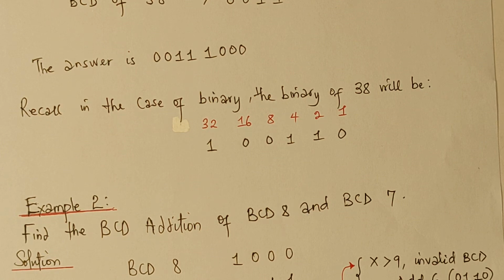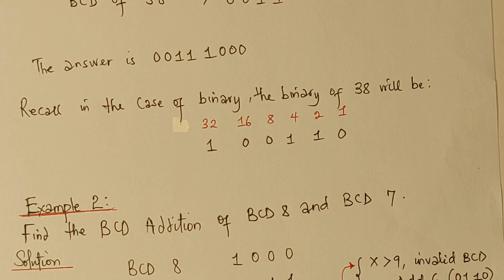Now, if we consider BCD for 7, we are going to have 0111. Why? Because this represents 1, 2, 4. So 4 plus 2 plus 1 will give us 7. Now remember, we are not asked to just write the value for 8 and 7 of each BCD. We are asked to sum them up. So for us to sum up, we are going to add 1000 plus 0111.